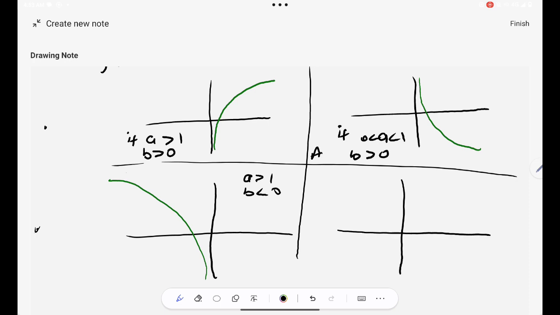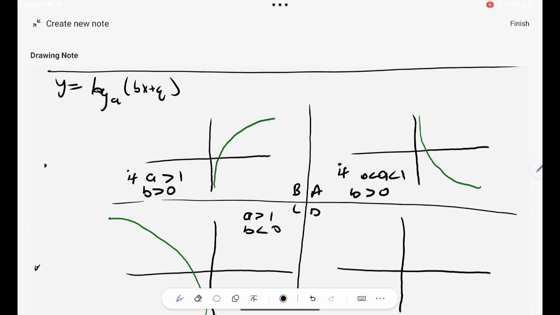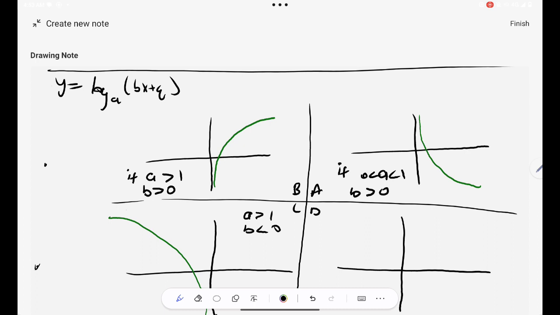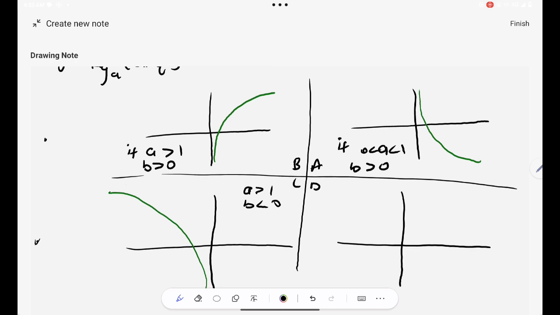And then same thing applies here. We have the graphs in quadrants A, B, C and D. And the graphs in C and D are reflections of the above graphs. The graph at quadrant C is the reflection of the graph at quadrant B, and the graph at quadrant D should be the reflection of the graph in quadrant A.